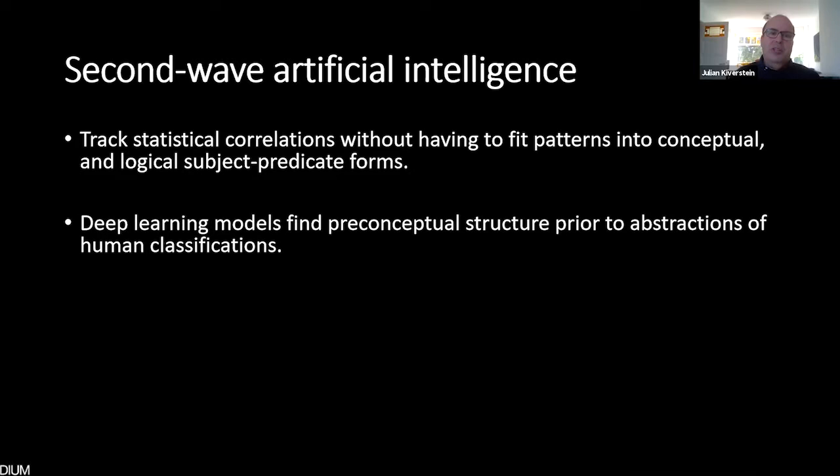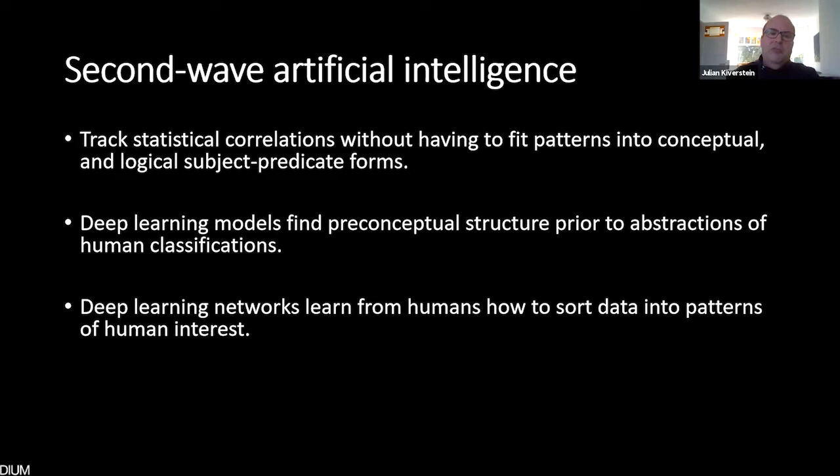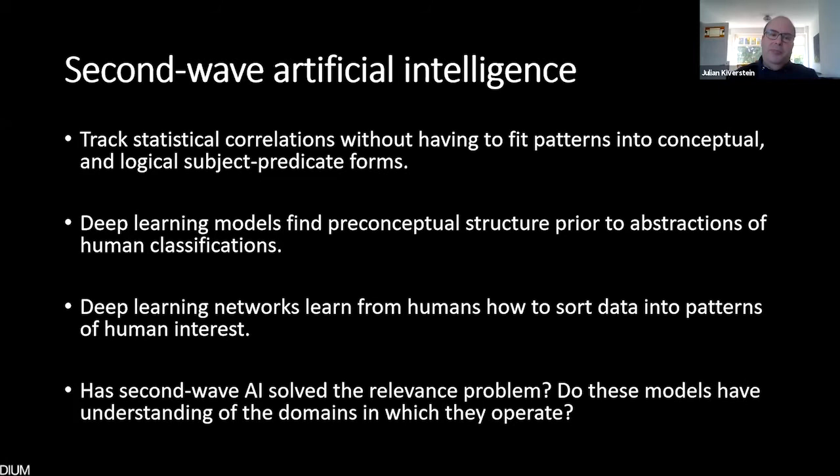So deep learning networks are able to learn from humans how to sort data into patterns of human interest. And they're able to do that through drawing data from our human social practices, mostly from the internet, where there's an incredible body of knowledge of what humans do as they go about their lives in interacting with each other. So could deep learning networks find from this body of knowledge that the internet furnishes patterns that allow them to develop background understanding? Can we think of second wave AI, deep learning, as having solved the relevance problem?